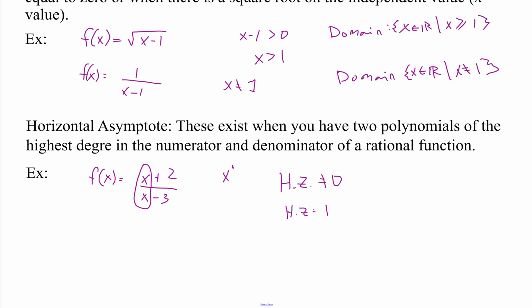1. So all that means is if we had something like x to the power of 2 plus 3x plus 4 divided by x plus 1, in this case as well, you would divide every term by x to the power of 2, and the horizontal asymptote would be equal to 0.